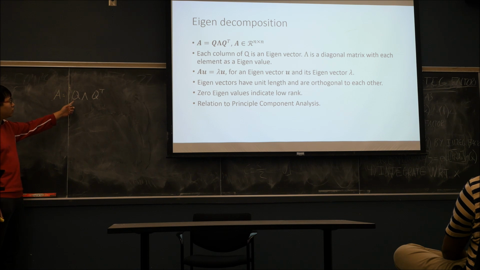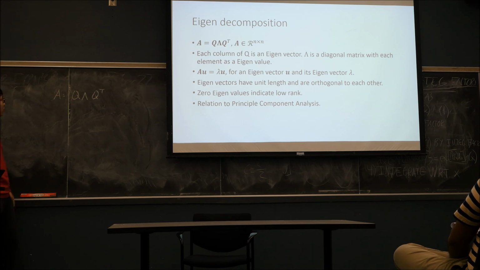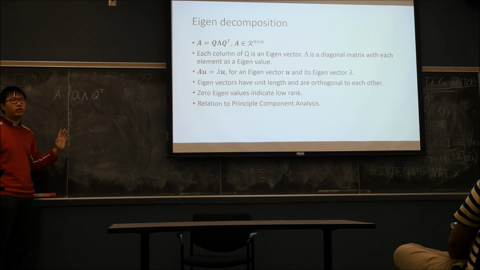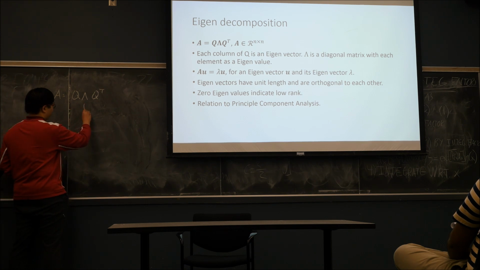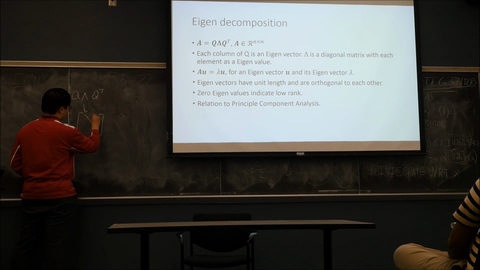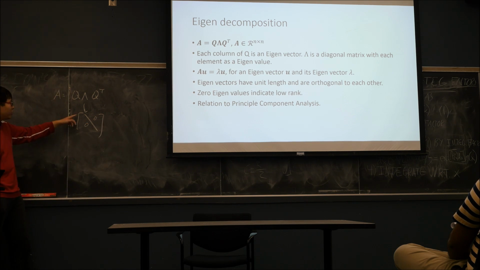So here, each column of Q is called an eigenvector. The property of the eigenvectors is that each eigenvector is orthogonal to each other, and they are of unit length. So the length of each eigenvector must be 1. The lambda matrix is a diagonal matrix, so all others are 0. And each element here is called an eigenvalue, corresponding to each eigenvector.